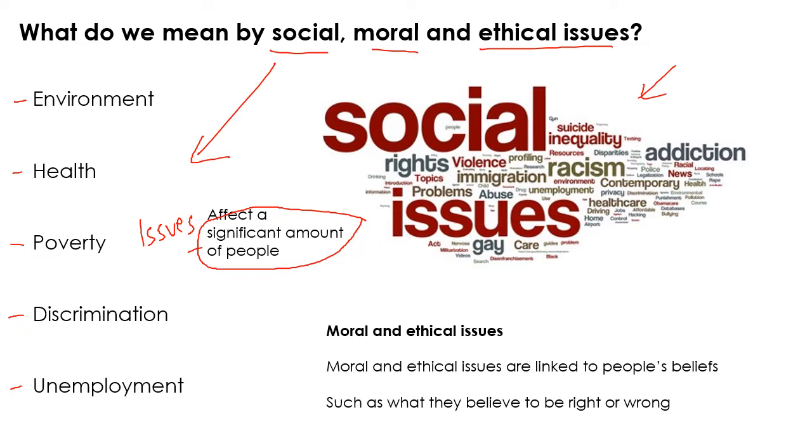designers and companies need to be quite aware of these social issues. So I'm going to look at those in a bit more detail later on. What do we mean by moral and ethical? Well, moral and ethical issues are linked to what people believe in. And it's pretty simple. It's down to what they believe is right or wrong. So if something is ethical, everyone's ethics are going to be slightly different, but it's the belief that something you are doing is either right or wrong.